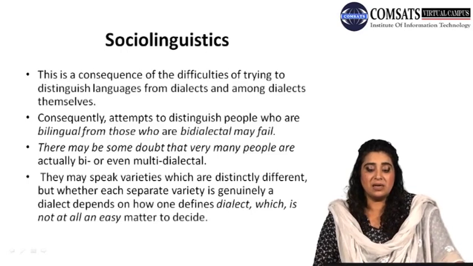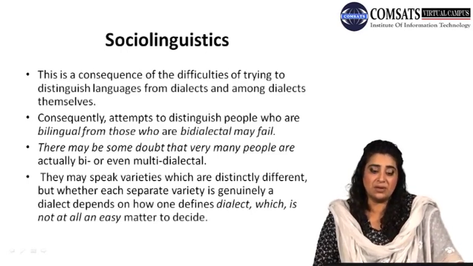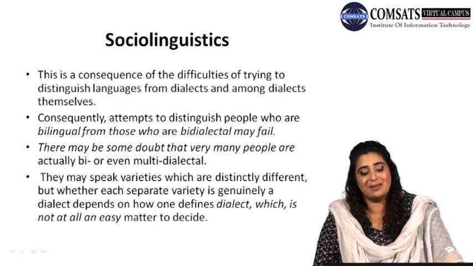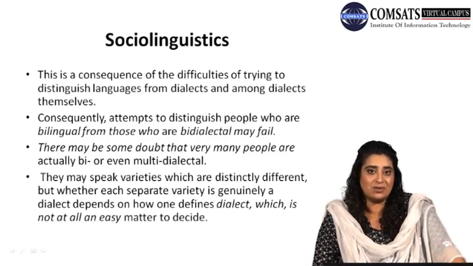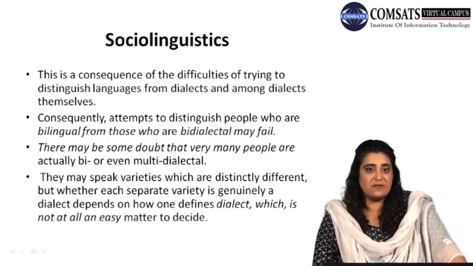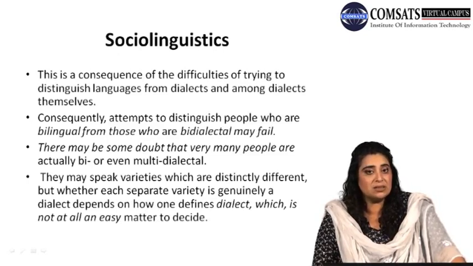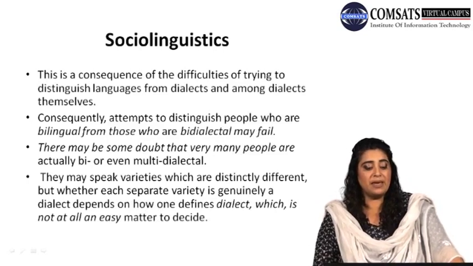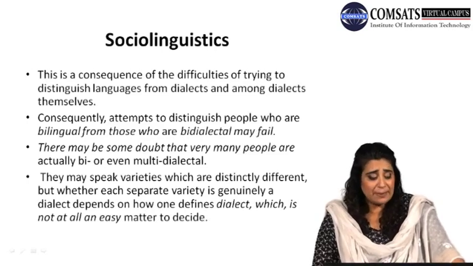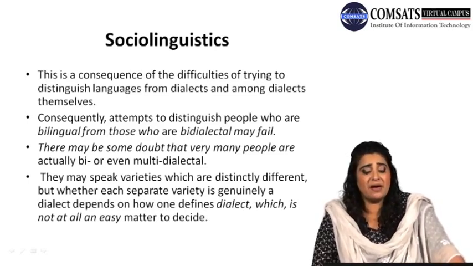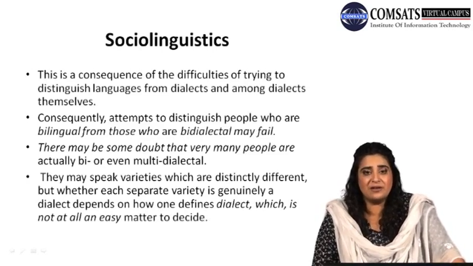So sometimes it would be difficult for us to distinguish the languages from the dialects. How can we say that yes, it's a dialect? So in our country, all of these forms are different dialects. They wouldn't be different languages used in our country. So maybe it's difficult for people to distinguish whether it is a multi-dialectal country or what. So they may speak varieties which are distinctly different. For example, I can say that in Punjabi they have 4 or 5 different varieties of speaking Punjabi.